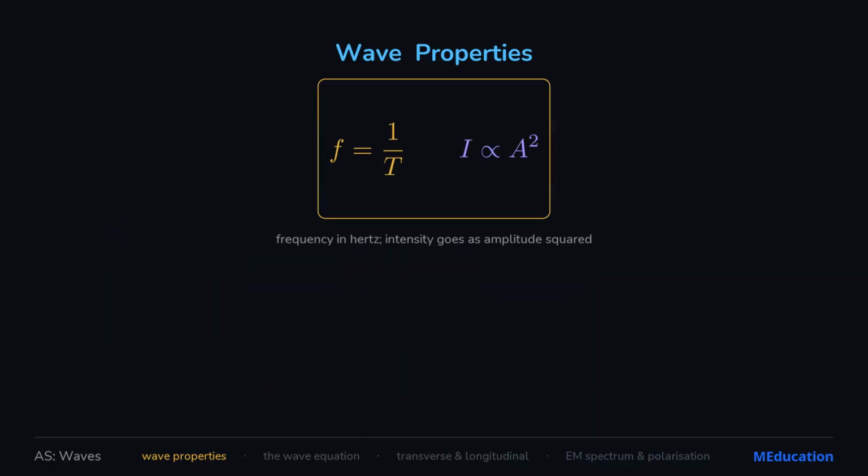The period is how long one full cycle takes, and the frequency is how many cycles pass each second, measured in hertz. Frequency is simply 1 over the period, and the intensity, the power per unit area, is proportional to the amplitude squared, so doubling the amplitude quadruples the energy delivered.